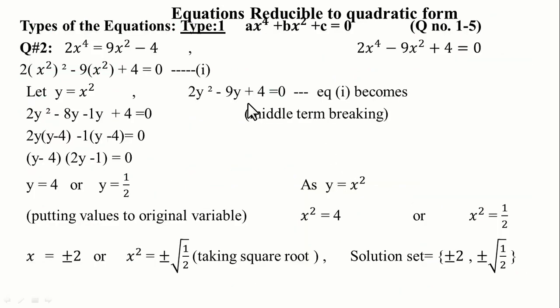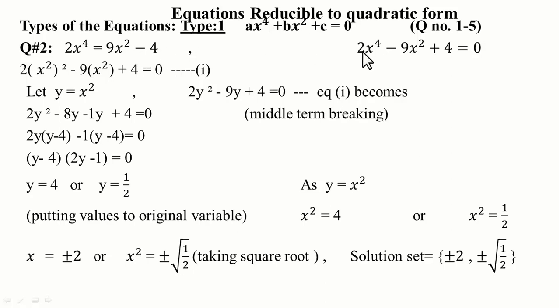Now let's start the next question, question number 2. In question number 2, type 1 equation is ax to the power 4 plus bx square plus c is equal to 0. The question is 2x to the power 4 is equal to 9x square minus 4. First of all, rearranging the equation.